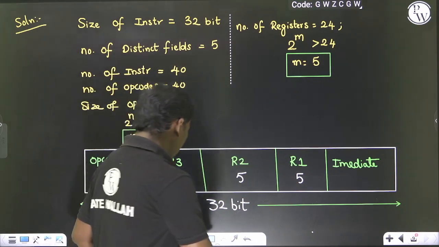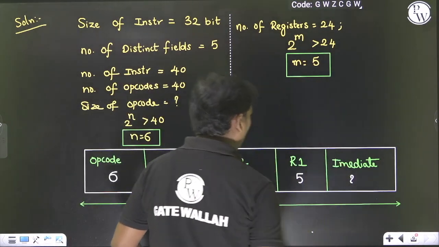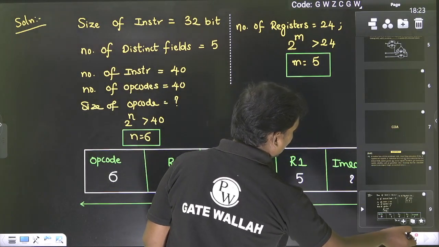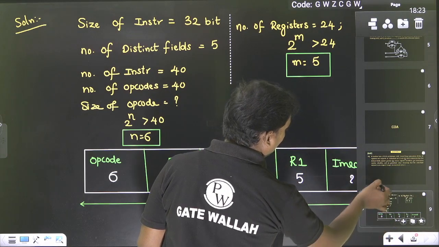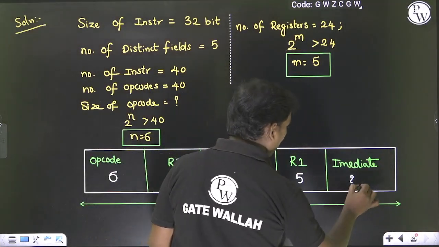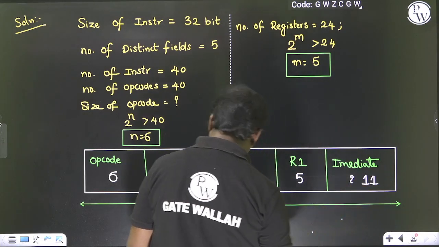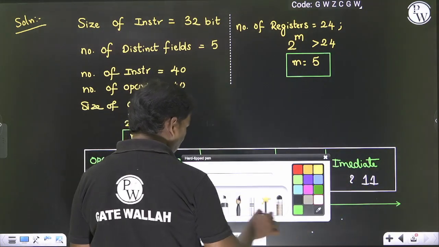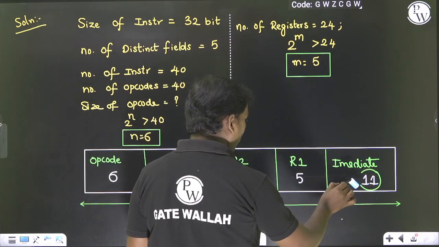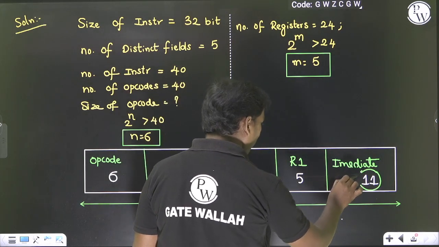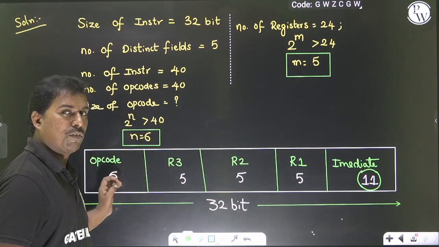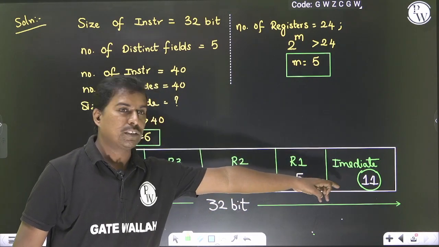So what is the size of the immediate now? Checking the size of the immediate, the answer is coming as 11. So this will be 11. Is that the answer? No, that is not the question asked. The question asked is this. 3 fives are 15 plus 6 is 21, so the immediate operand size is 11.